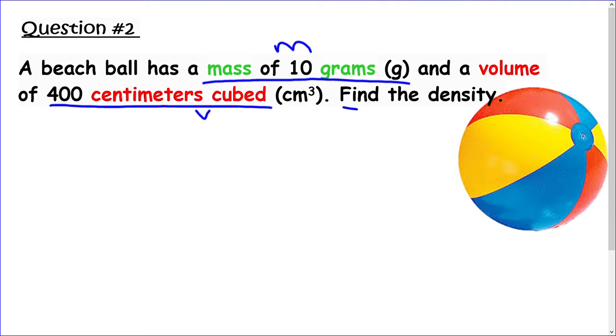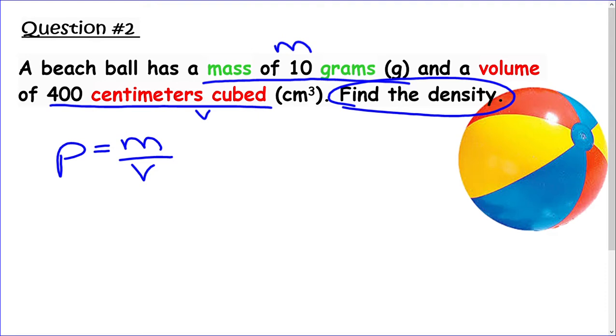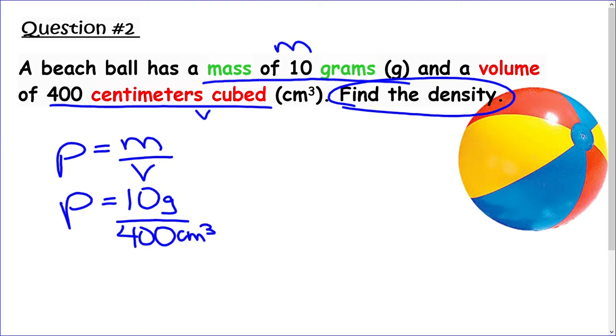And then notice what it's asking, find the density. So set up the same problem. Density is equal to mass over volume. Density is equal to, we know the mass in this case is 10 grams. The volume in this case is 400 cubic centimeters. And I'm going to divide those numbers through from one side to the next. So 10 divided by 400 gives me 0.025. Now notice my units here.